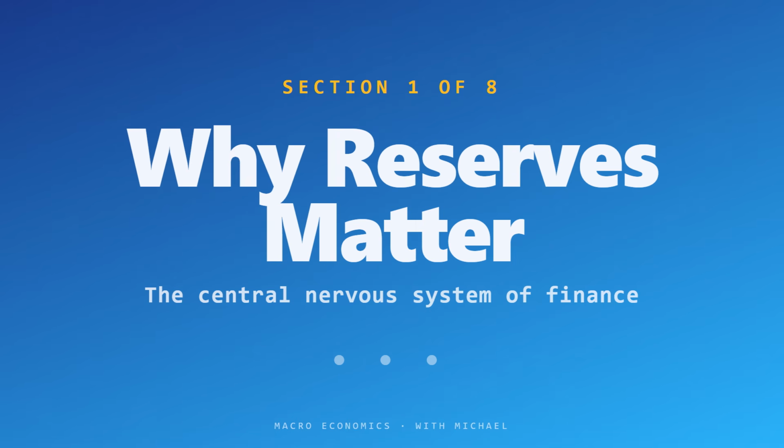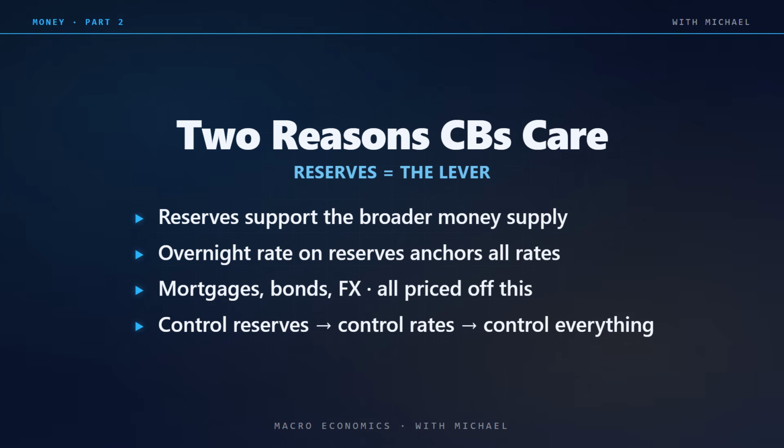The central bank cares about reserves for two interconnected reasons. First, the level of reserves is the central bank's main lever over the broader money supply. Every shekel of reserves the central bank creates can support multiple shekels of bank deposits, by the multiplier we derived in part 1. Second, the price of reserves, which is the overnight interbank interest rate, is the key benchmark for every other interest rate in the economy. Mortgage rates, business loan rates, government bond yields, even the value of the currency in the foreign exchange market, they all anchor to the rate at which banks lend reserves to each other overnight.